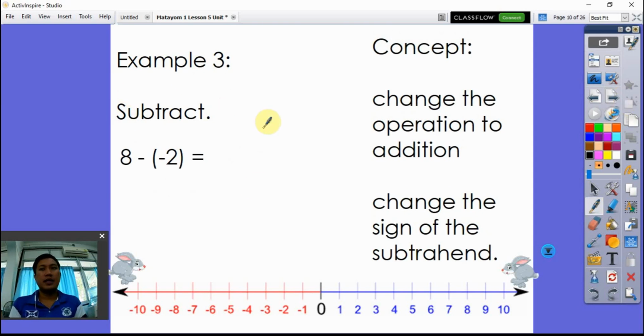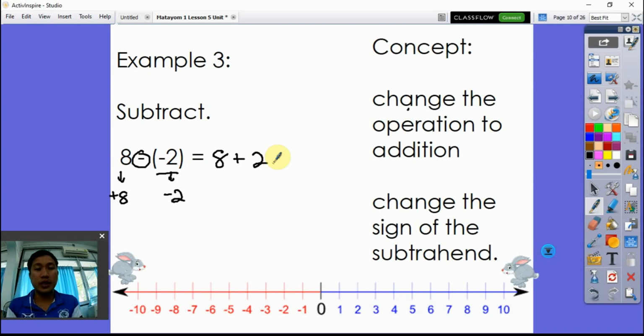Alright, so let's have example number 3. Subtract 8 minus negative 2. 8 here is a positive number. Negative 2 is a negative number. Change the operation to addition. So you have 8, change the sign to plus. This negative 2 will be positive 2. So we don't need to write the parentheses since it's positive. 8 plus 2, very easy, 10.